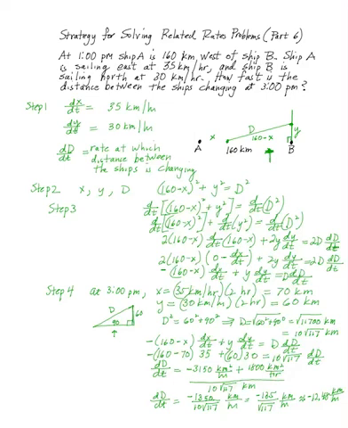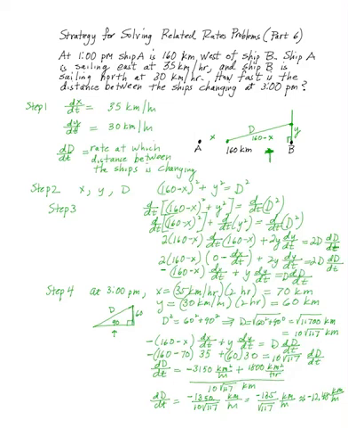At 1 p.m., Ship A is 160 kilometers west of Ship B. So I'm going to draw a picture, a number line, showing point A 160 kilometers west of B. That's in the diagram. Now, Ship A is sailing east at a rate of 35 kilometers per hour.